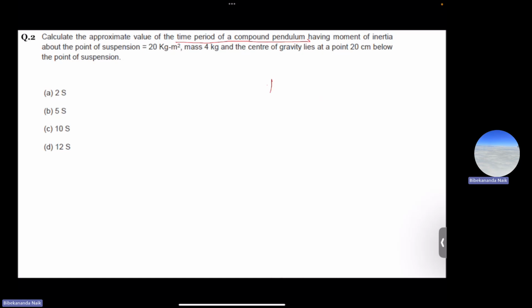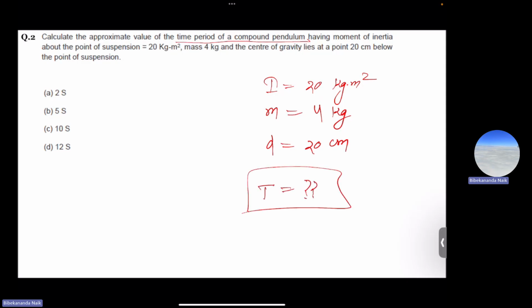The moment of inertia about the point of suspension is given as 20 kg into meter square, mass is 4 kg, and the distance from the center of gravity is 20 centimeters. So this is the information that we have been given in this question, and we need to find out the time period of the compound pendulum. So what will be the time period? I'll give you a few minutes to try this question and solve it, and then we will discuss what will be the correct option.